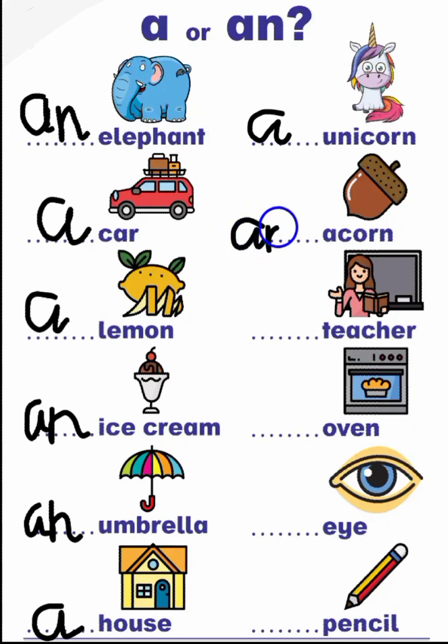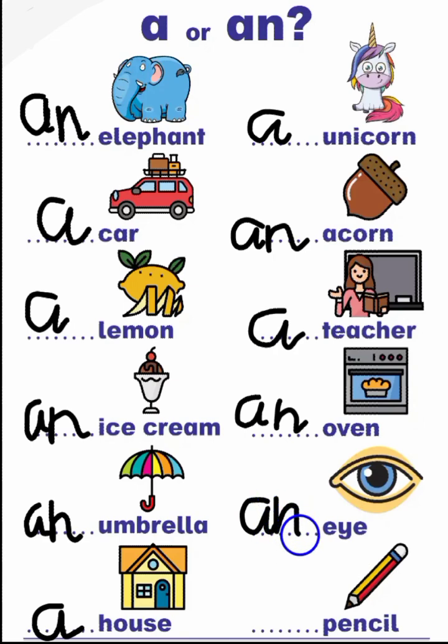An acorn. A t-shirt is a consonant sound. Oven, O is a vowel sound. We say an oven. An I, that's a vowel sound, so we use an. Pencil, P, that's a consonant sound, so we say a pencil.